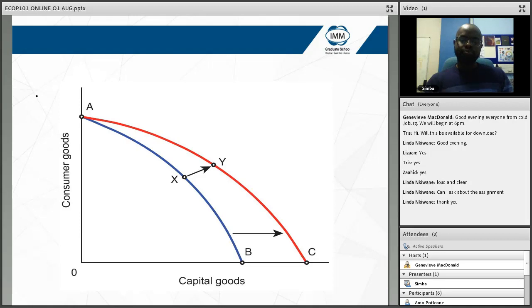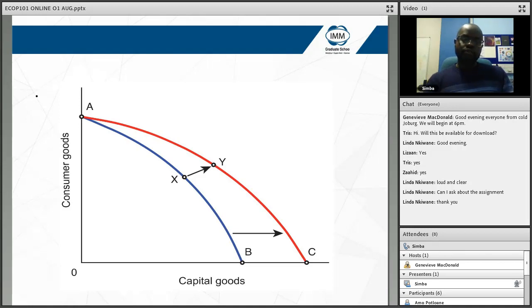or there's a net migration of skilled workers who are able to produce capital goods, or improvement in production techniques that suit the production of capital goods. But you can see here the original PPC, the blue one, which is AB, is going to shift outwards to AC, which shows we are now producing more capital goods.